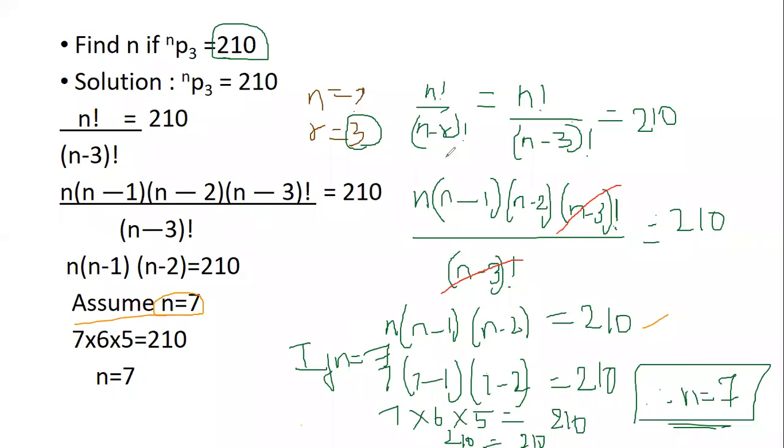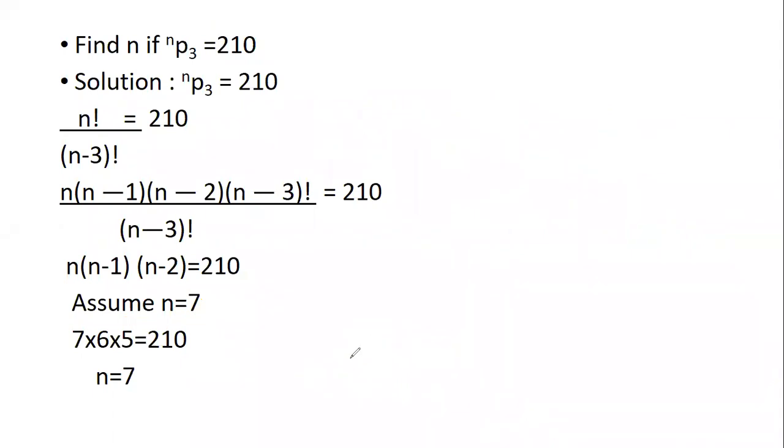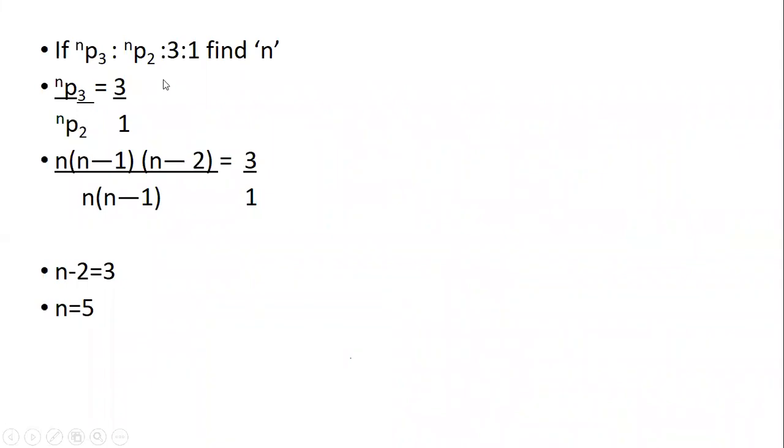Okay. Now let us go to the next problem. A little different one. Interesting though. So the question is, if NP3 is to NP2 is equal to 3 by 1, find n. Similar to the one before. Here also we are supposed to find n. So first we will define each of them separately and then we will take them together. So first, how do I define NP3?